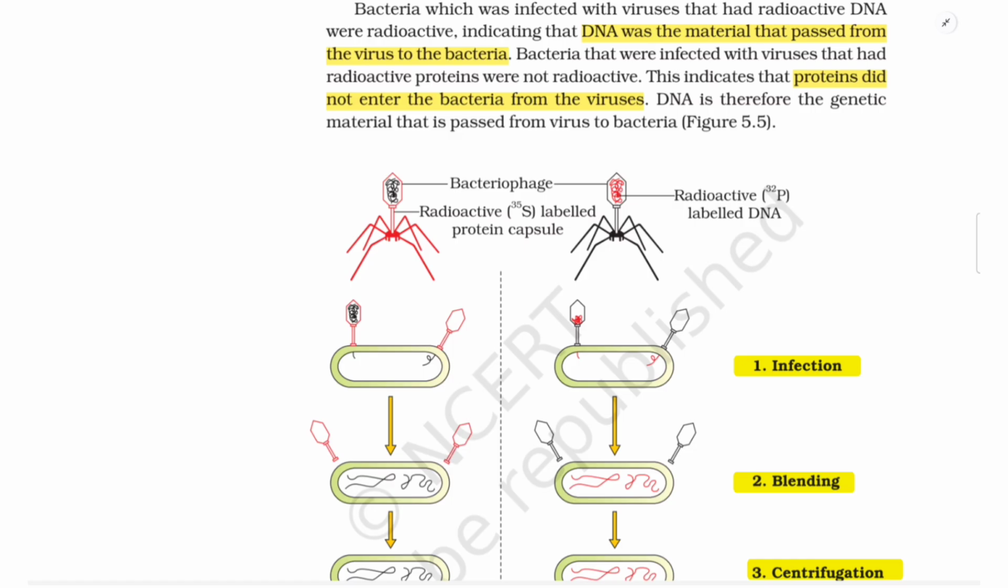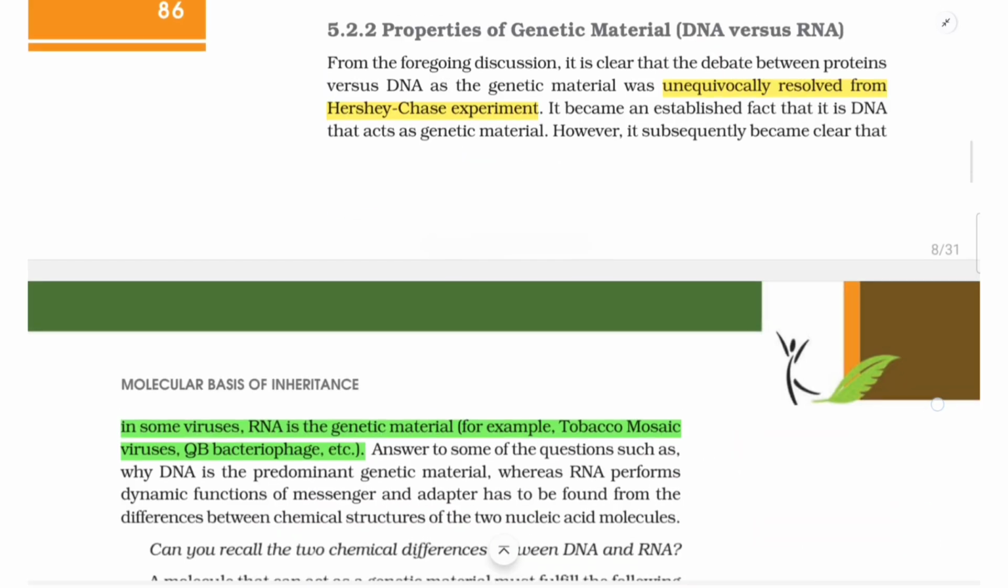Bacteria that were infected with a virus that had radioactive proteins were not radioactive. This indicates that proteins did not enter the bacteria from the viruses. DNA is therefore the genetic material that is passed from virus to bacteria, figure 5.5.